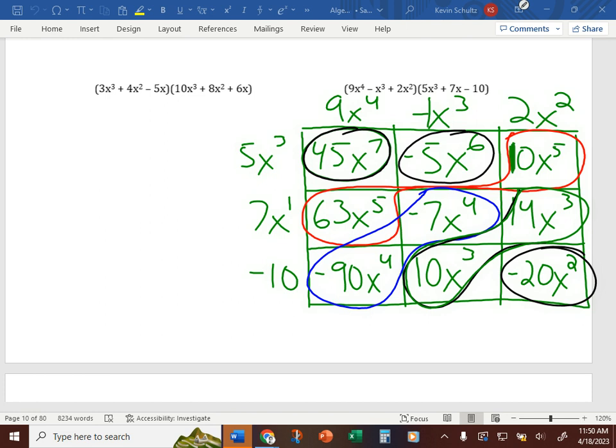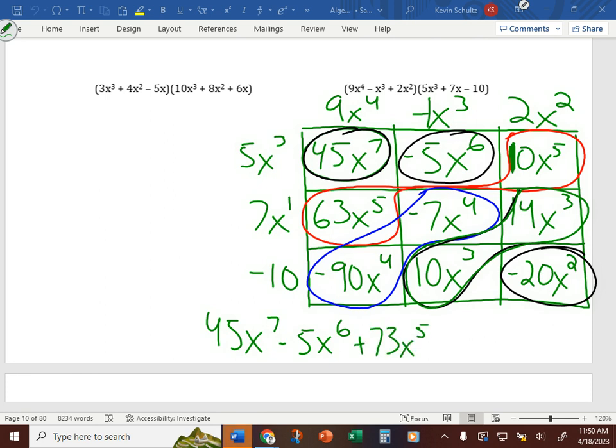So, our final answer. I'm going to start way over here. 45x to the 7th. Our term with an exponent of 6, which we couldn't combine anything with, negative 5x to the 6th. Our x to the 5th terms, how many total x to the 5ths do we have? 73, right? 10 from here, 63 from there. Total, that is 73x to the 5th.